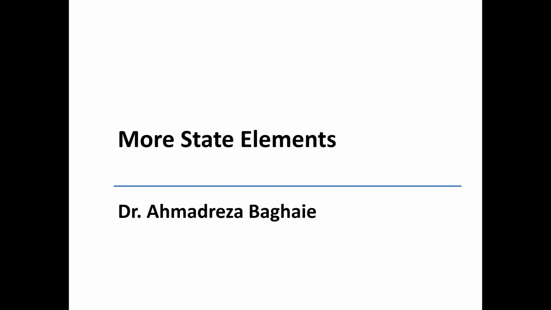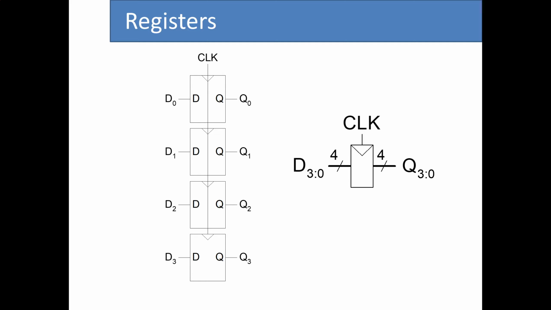In this video, I want to talk about some variations of the state elements that we saw so far. So the first thing that I want to talk about is that usually in practice we don't have, let's say, only one D flip-flop for storing one bit of a state. Usually what happens is that we have a bunch of flip-flops that work with exactly the same clock signal, and they are used to store several bits of state information.